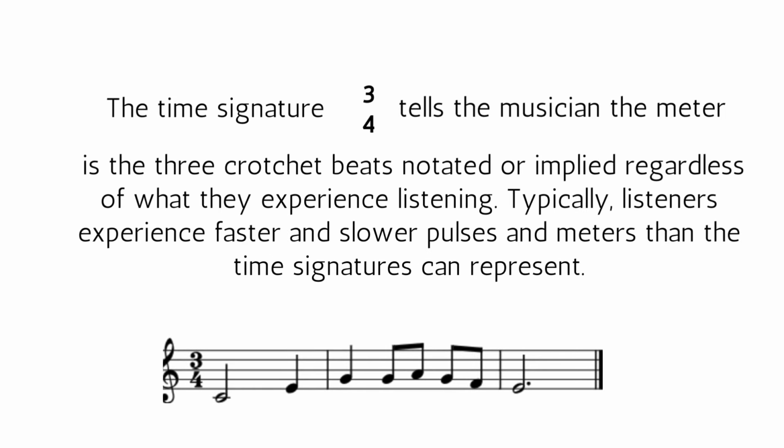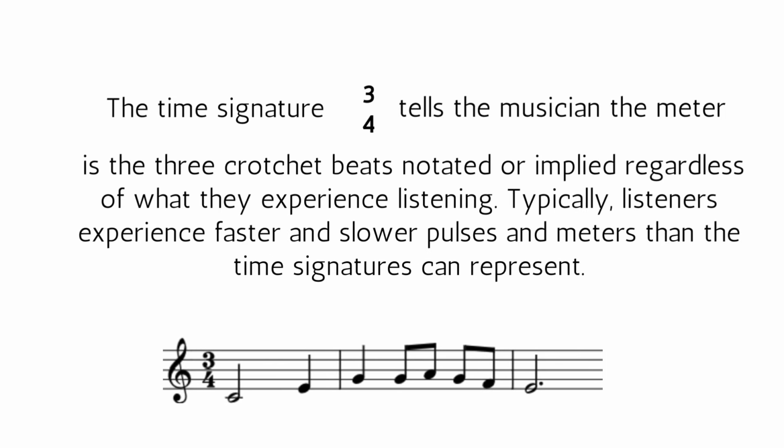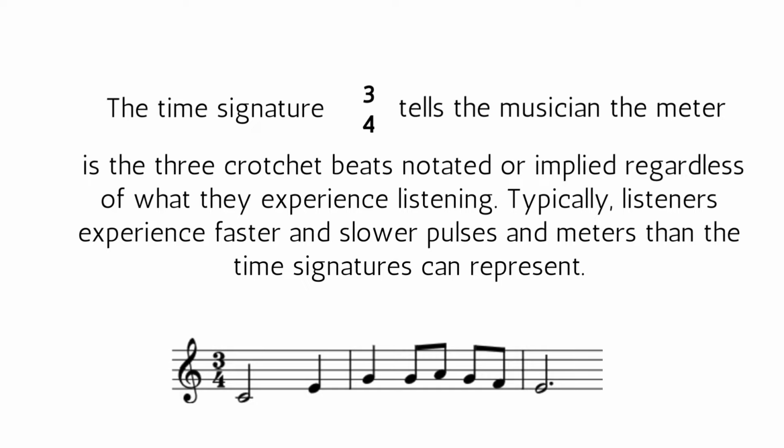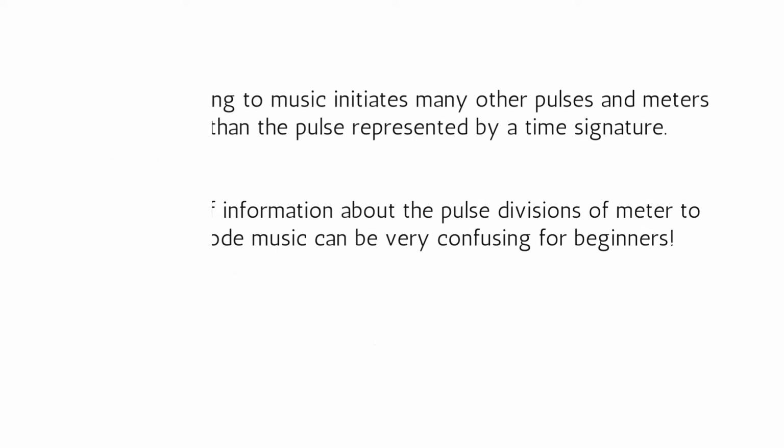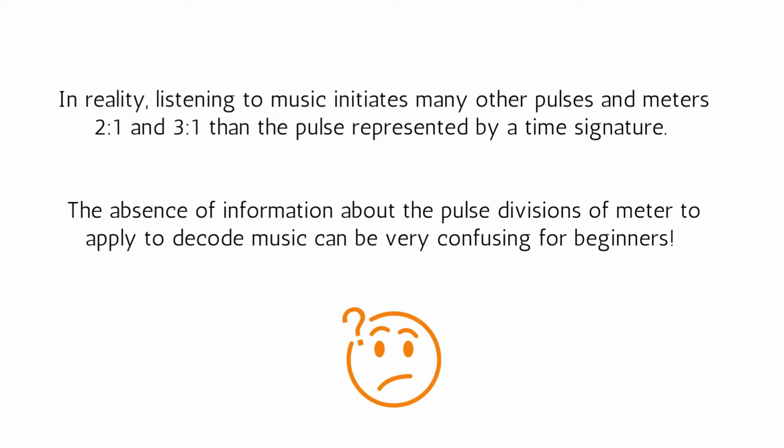The time signature 3/4 tells the musician the meter is the 3 crotchet beats notated or implied regardless of what they experience listening. Typically, listeners experience faster and slower pulses and meters than the time signatures can represent. In reality, listening to music initiates many other pulses and meters 2-to-1 and 3-to-1 than the pulse represented by a time signature. The absence of information about the pulse divisions of meter to apply to decode music can be very confusing for beginners.